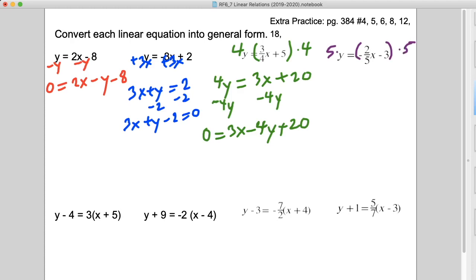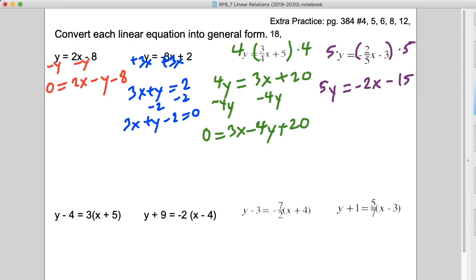So on the left hand side, I'll have 5y is equal to, now again, negative 2 over 5 times 5, that will give me negative 10 over 5. That gives me a negative 2x. And then minus 15. So remember, we want to multiply that negative 3 with the positive 5. That gives me a negative 15.